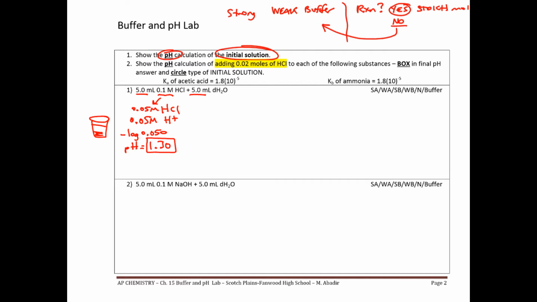Okay, the next one. You have just NaOH. NaOH is a strong base. So in your beaker, you just have some NaOH, and then you have water. So again, you diluted this, half and half, right? 5 of this and 5 of water. So then you cut the concentration in half. So that's going to be a 0.050 molar NaOH, which means you have a 0.050 molar hydroxide.